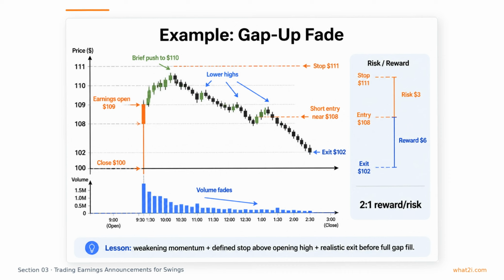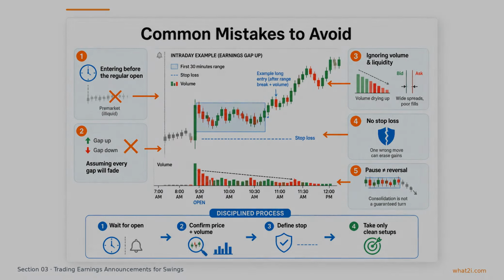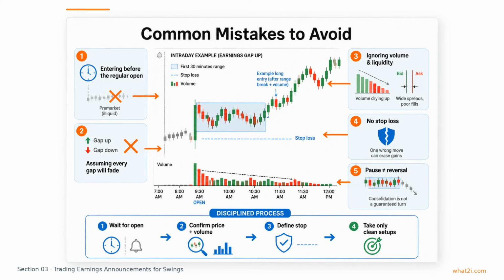Notice that the entry comes after weakness appears, not simply because the stock gapped higher. The structure matters just as much as the idea. Most mistakes in earnings fades come from acting before the setup is real. Entering before the regular open, assuming every gap will reverse, or ignoring liquidity can all turn a decent idea into a poor trade. Traders also hurt themselves by trading without a stop, especially in earnings names where moves can remain violent well after the open.